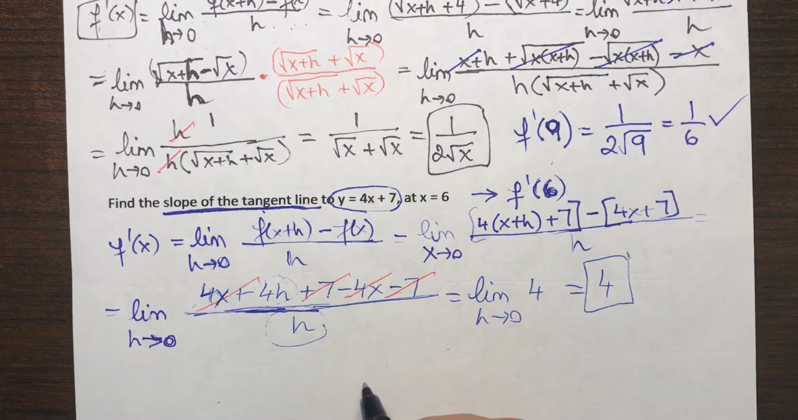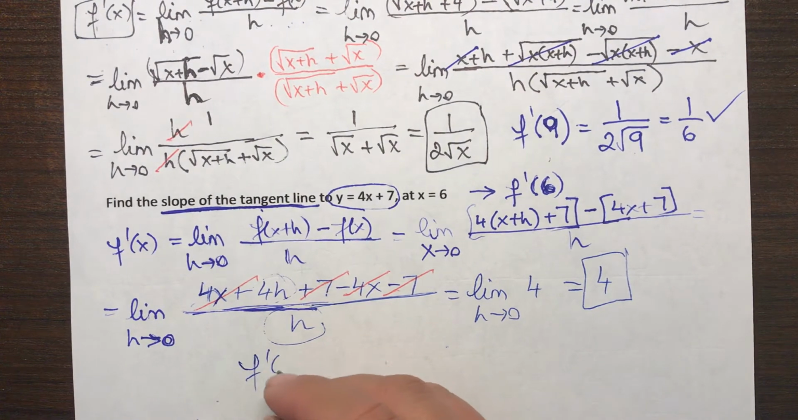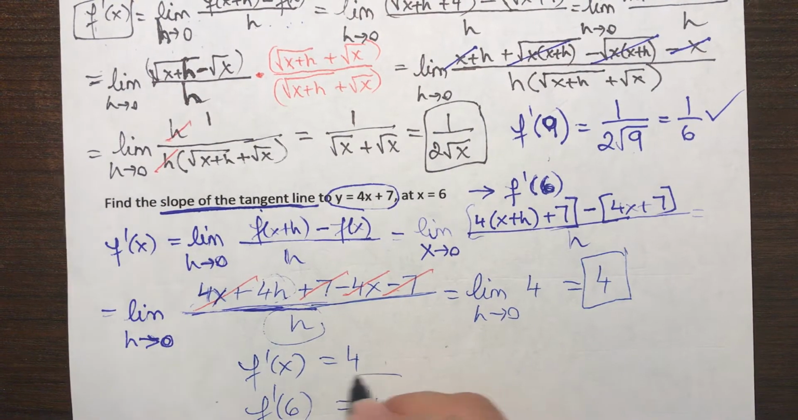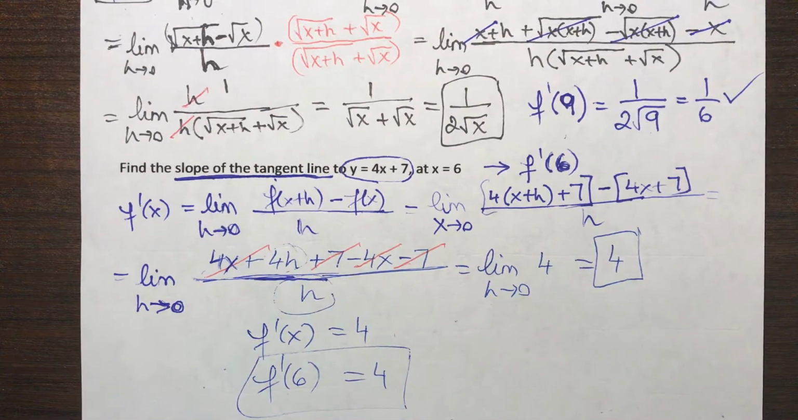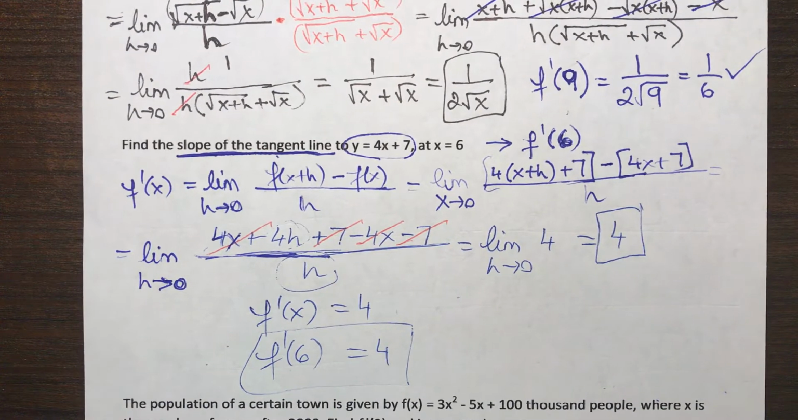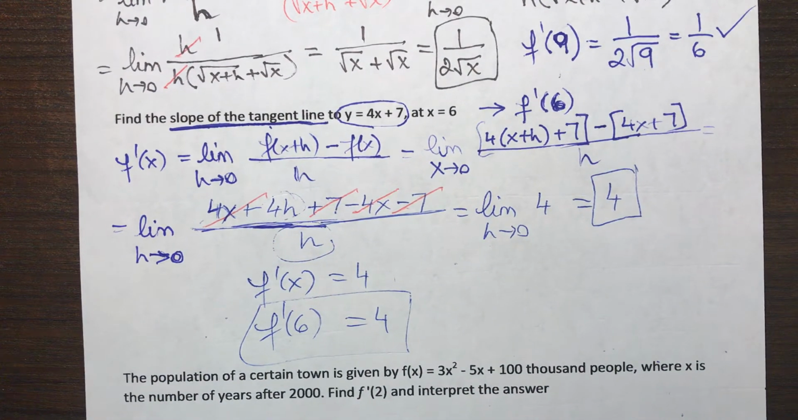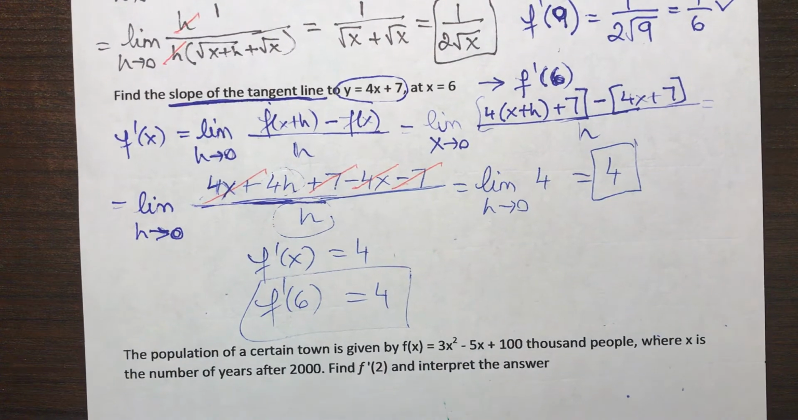So if the derivative at any x is 4, what's the derivative at 6? Well, it's still a 4 because it's a constant function. It doesn't change values one bit, right? So the slopes are always going to be 4 because, again, it's a linear function. All right, but we practice a little bit more algebra.